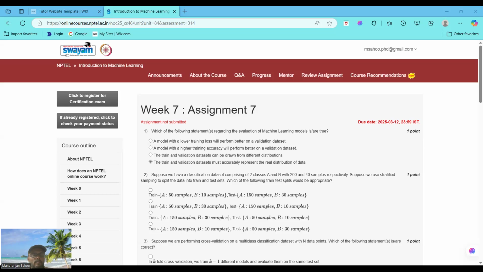Because for a machine learning model to generalize well, the training and validation datasets must accurately represent the real distribution of data. The other options are incorrect, because a model with lower training loss or higher training accuracy does not necessarily perform better on the validation set, as overfitting can occur. Another is that the train and validation datasets should ideally be drawn from the same distribution. So we choose option D. Option D is the right answer.